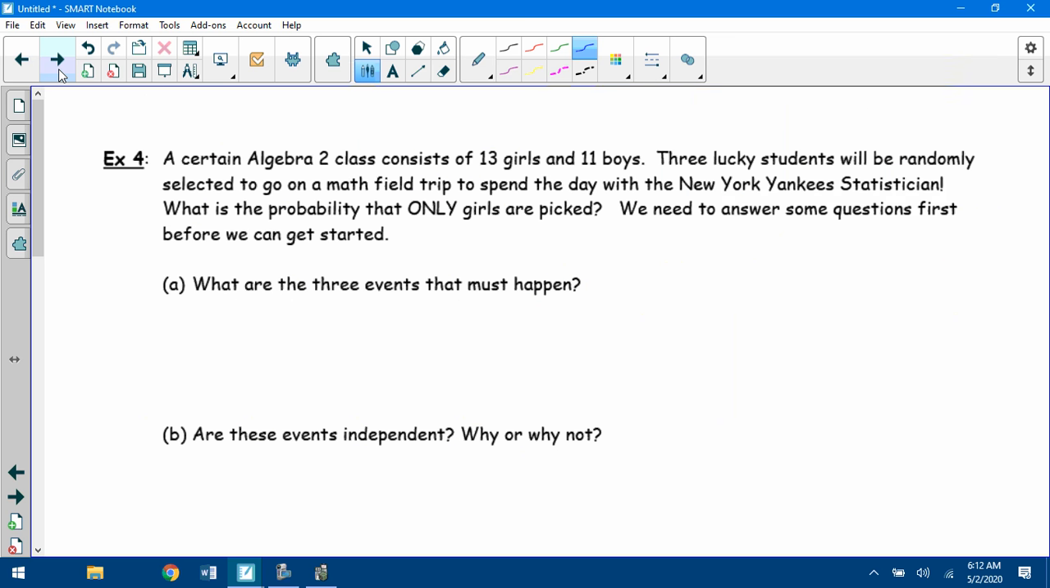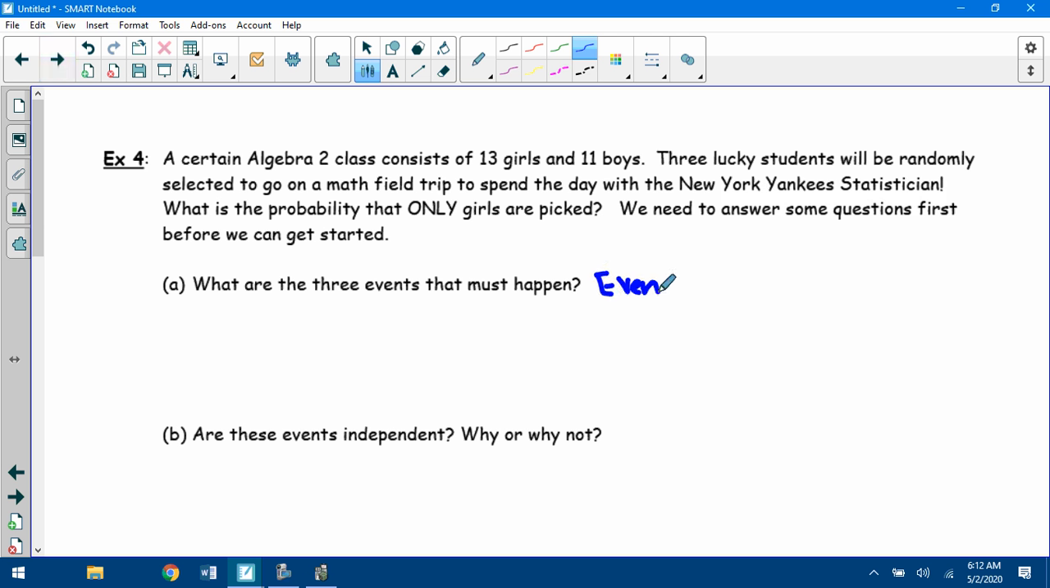A certain Algebra 2 class consists of 13 girls and 11 boys. 3 lucky students will be randomly selected to go on a math field trip to spend the day with a New York Yankees statistician. Wow. What is the probability that only girls are picked? Before we answer this question, let's think. What are the 3 events that are going to happen?